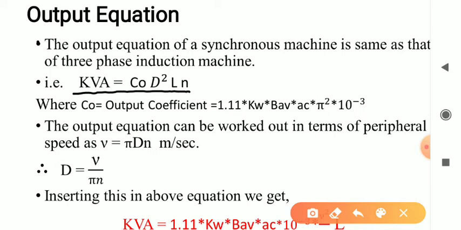So the same equation we are using in the synchronous machine also. So the output equation of the synchronous machine is kVA equals Co into D square L into N, where the output coefficient Co can be determined by using 1.11 Kw Bav ac pi square into 10 to the power minus 3. Kw is the winding factor, Bav is the specific magnetic loading, and ac is the specific electric loading.